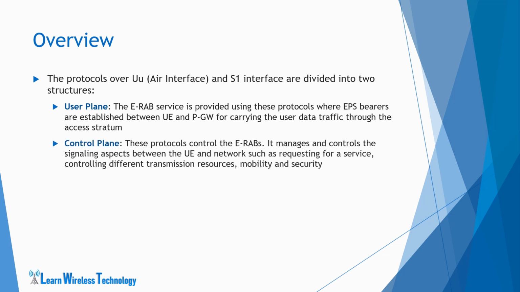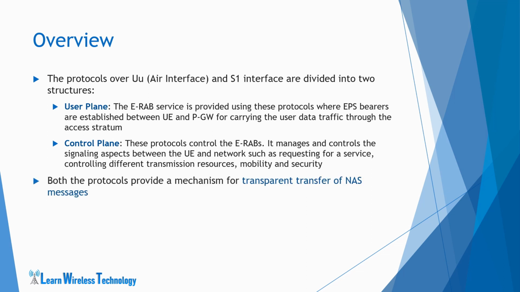The control plane protocol stack is responsible for transferring signaling messages. These protocols control the E-RABs. It manages and controls the signaling aspects between the UE and network, such as requesting for a service, controlling different transmission resources, mobility, and security. Both the protocols provide a mechanism for transparent transfer of NAS messages between UE and MME via eNodeB.